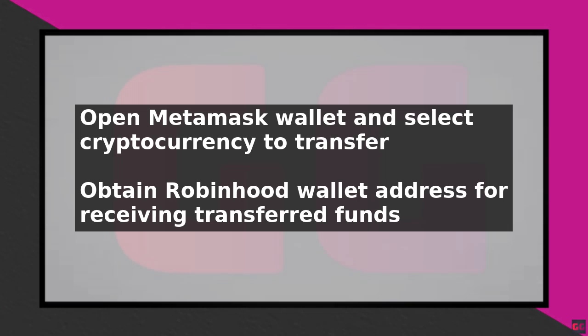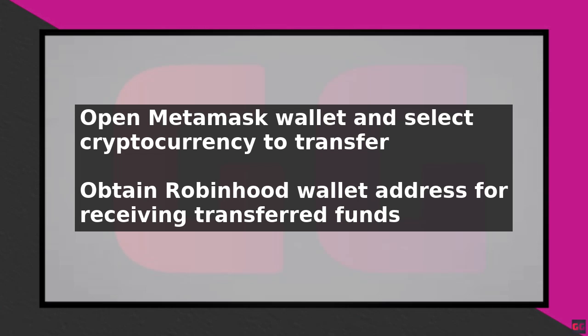To find the wallet address in Robinhood, log into your account and navigate to the cryptocurrency section. Click on the Transfer button and then select Deposit. Choose the cryptocurrency you want to transfer and Robinhood will provide you with a wallet address.